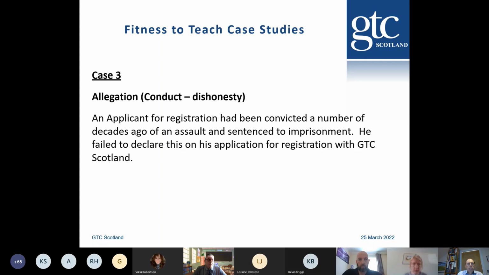The third one here, conduct dishonesty, and I've managed to find one that applies to the college registration process. So an applicant for registration had been convicted a number of decades ago of an assault and sentenced to imprisonment. He failed to declare this on his application for registration with GTC Scotland. And Ryan has clarified, he's just replying to Lorraine. Okay, thanks, Ryan. So what do you think here, folks? What are the key issues? What are the key factors? What do you think the disposal would be in this scenario?